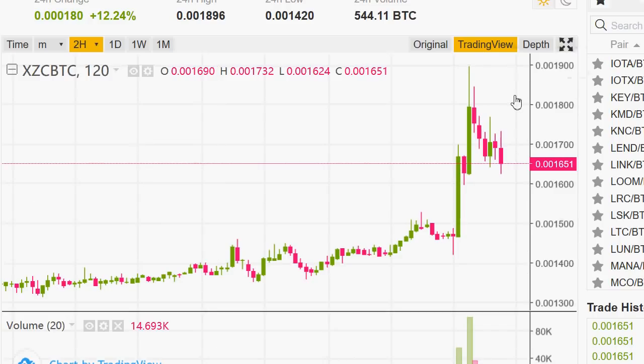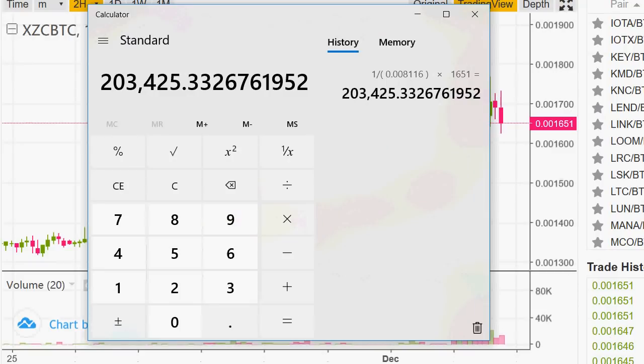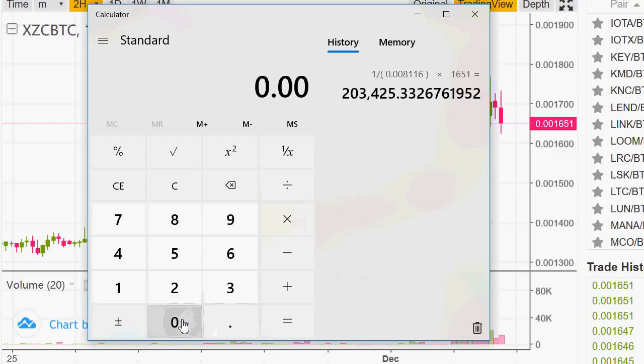And what I'm playing for is 2.5 Litecoin. So I'll take that same Litecoin price again, 0.008116, and then I would divide that by 2.5, I think, and it works out to 0.0203. I've already done the math.